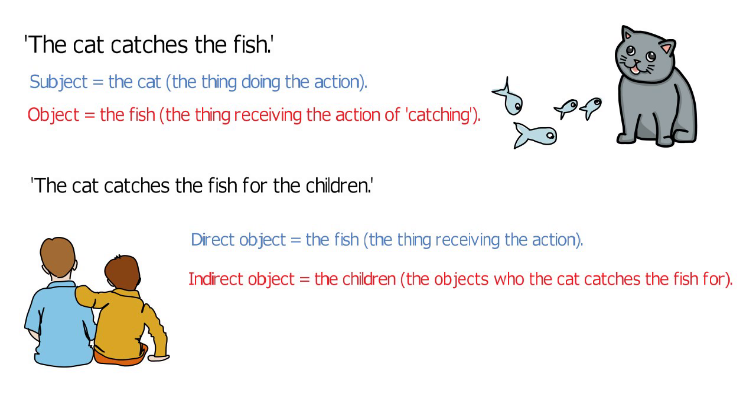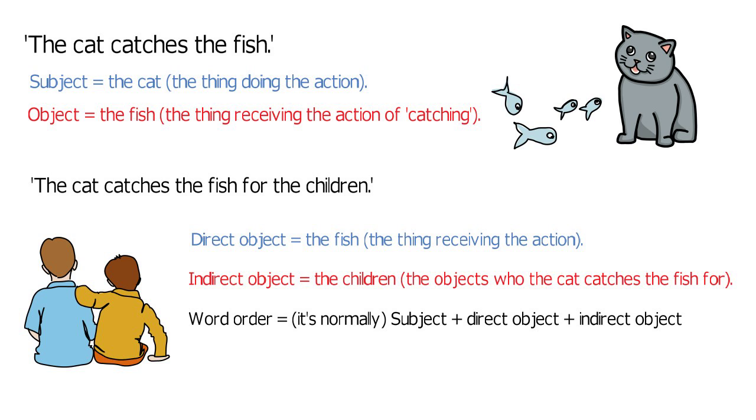Another clue about what is a direct and indirect object is word order. In English, sentences with two objects normally run subject, then direct object, then indirect object. This is the normal structure, but it is not always this way. We will explore this in more detail in the following lessons.